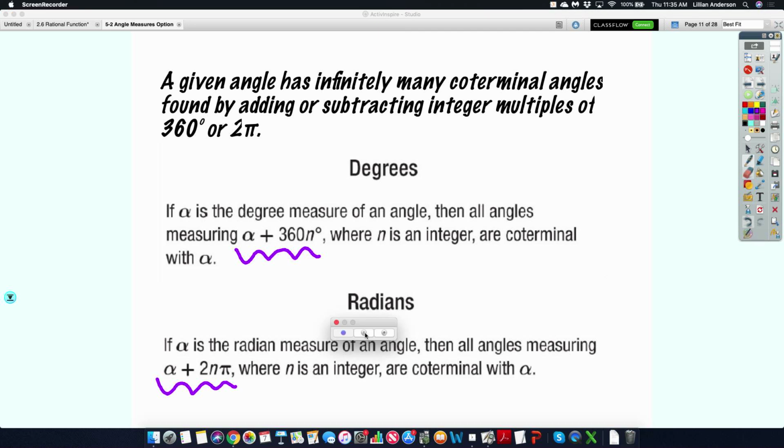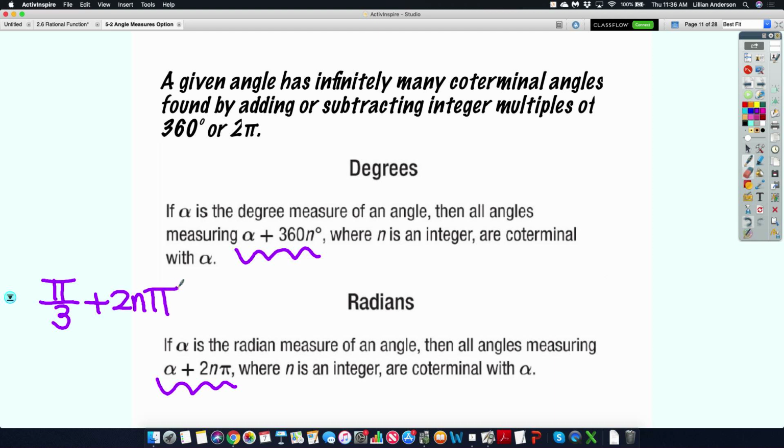So if your angle was pi over 3, and you were asked to find all of the coterminal angles to pi over 3, first off, is this degrees or radians? Radians. You would just add 2 n pi, and that would be your answer. If you want to go to the next step, you can even say that n is an element of what symbol that represents integers? It is Z. That's how you represent all of the coterminal angles to pi over 3.